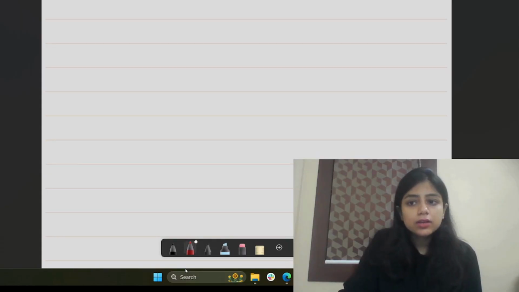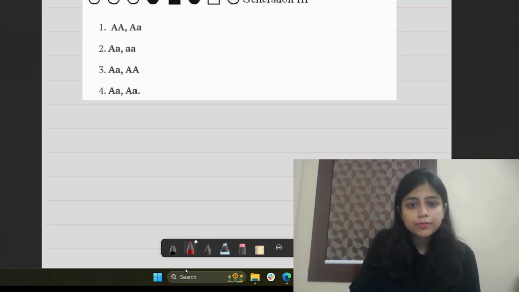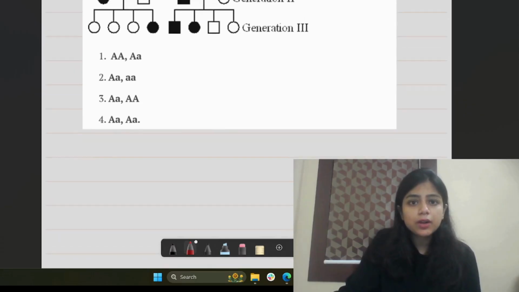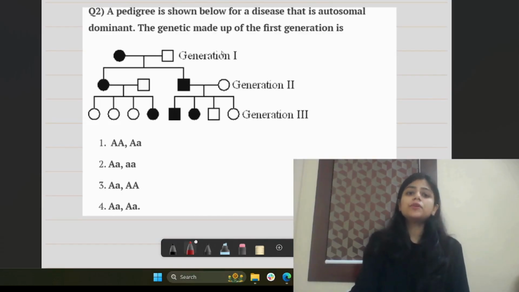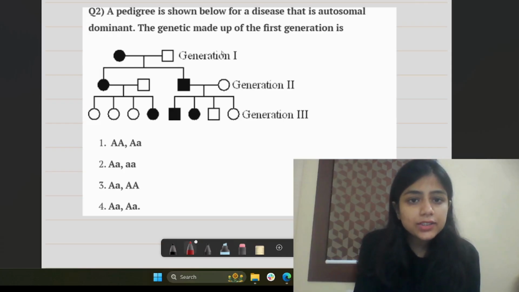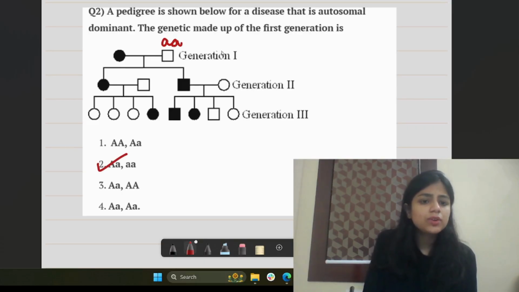Let's move ahead. Now this question, see what it is asking. Let us move ahead with the questions. I don't think you will face any kind of trouble now with the questions. Suppose I have taken up this one. They have already told us this is an autosomal dominant, right? And you have to identify the genetic makeup of the first generation. This is unaffected, right? And this one is unaffected, right? You can see well enough here that this is an unaffected male. From here only we can get the answer.